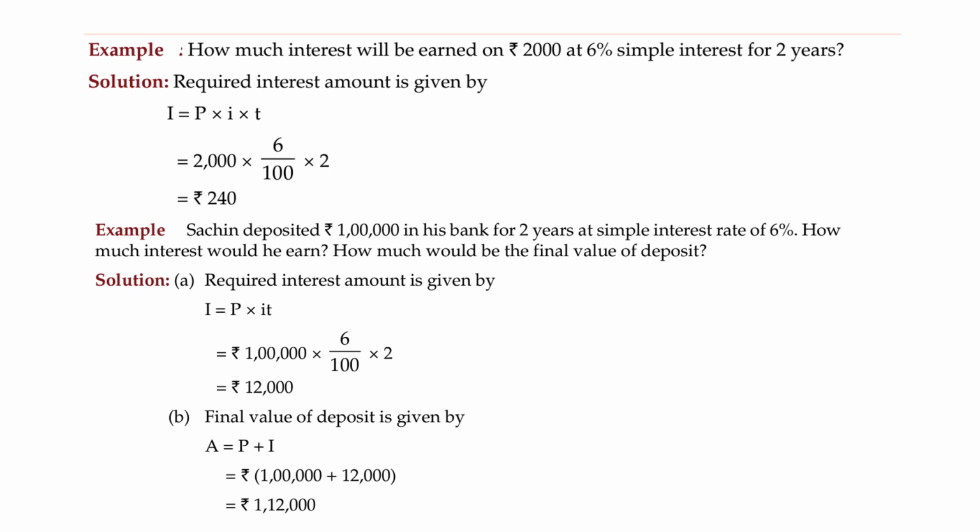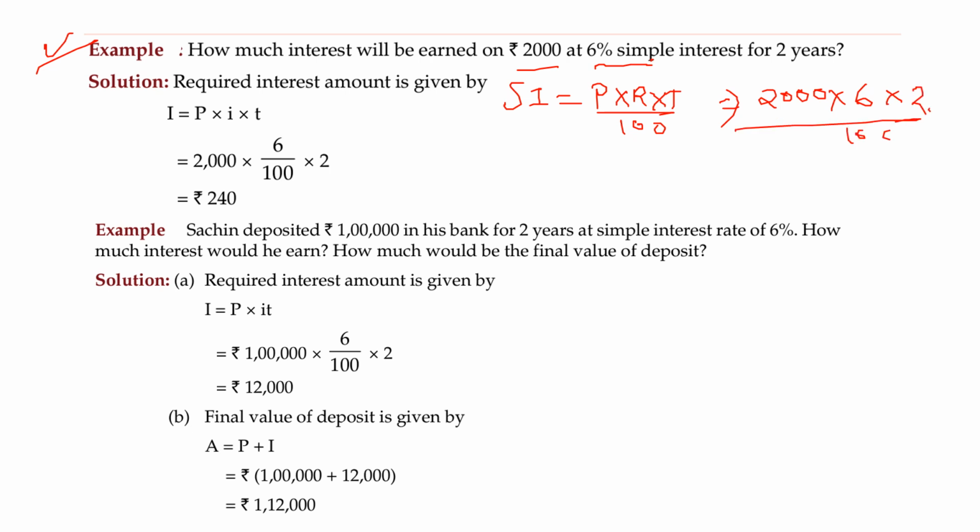You can see here a basic example for your understanding. As we know that simple interest, so we have to just put values. Here principal is 2000 rupees, rate 6%, and time 2 years. So we'll get 240 rupees.